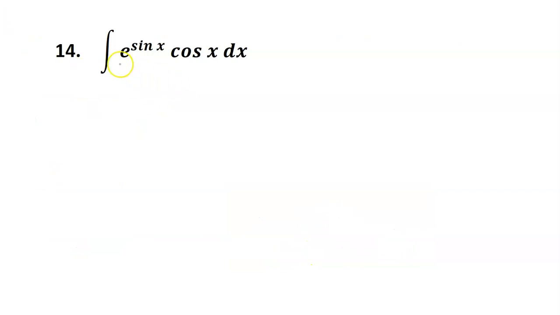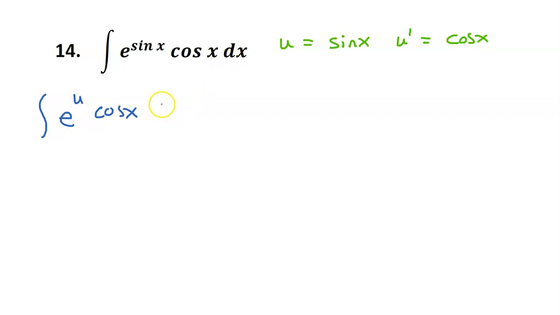Very interesting. Looks like more u substitution. Again, let's let u equal the entire exponent. So u will equal sine x, which means that u prime will equal cosine x. Let's do the substitution. So we have the integral of e to the u cosine x. Instead of dx, we write du over u prime, which is cosine x.